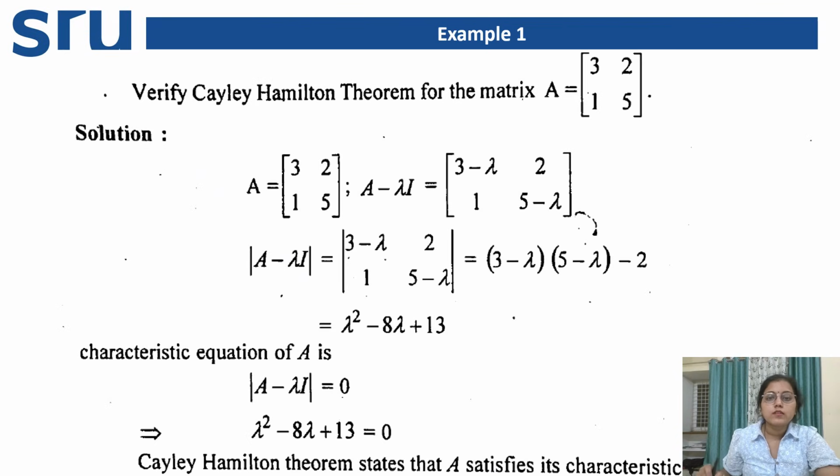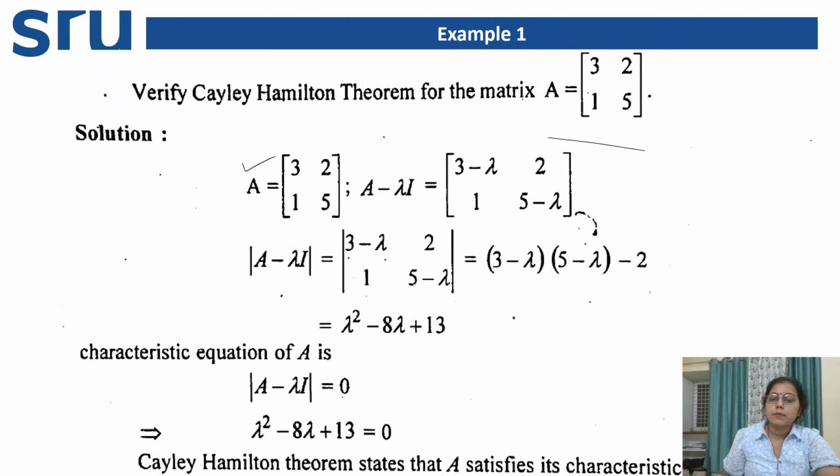Now I'll explain example 1. Here, verify the Cayley-Hamilton theorem for the given matrix A. Now we have to verify the Cayley-Hamilton theorem. So first write the matrix here and find the characteristic equation. How to find the characteristic equation? Simply, determinant of A minus lambda I equal to 0. So we get the characteristic equation.